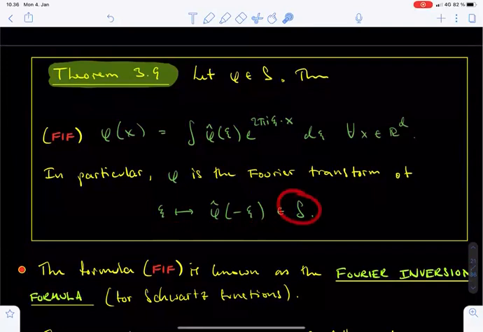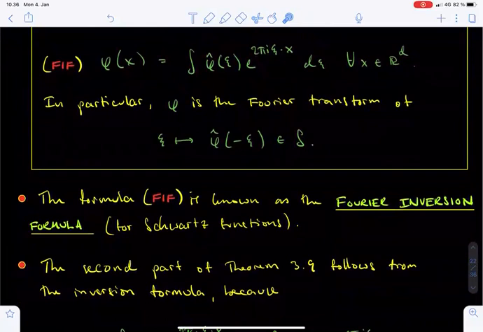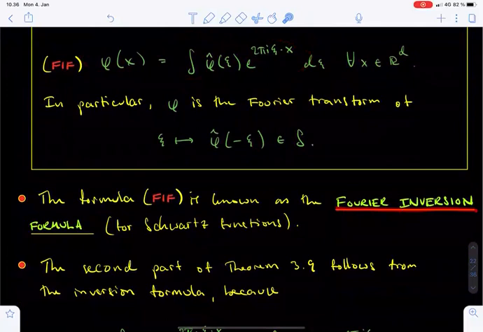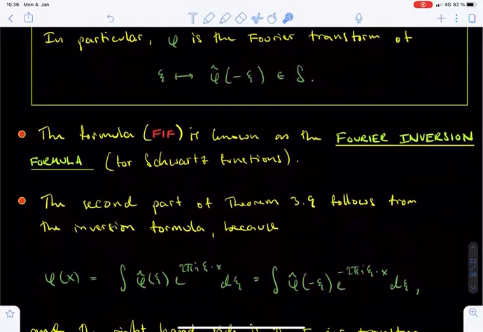Note that this formula indeed defines a Schwarz function by the results of the previous lecture. As we already mentioned, the formula stated in Theorem 3.9 is known as the Fourier inversion formula for Schwarz functions. The second claim in Theorem 3.9 follows immediately from this formula.